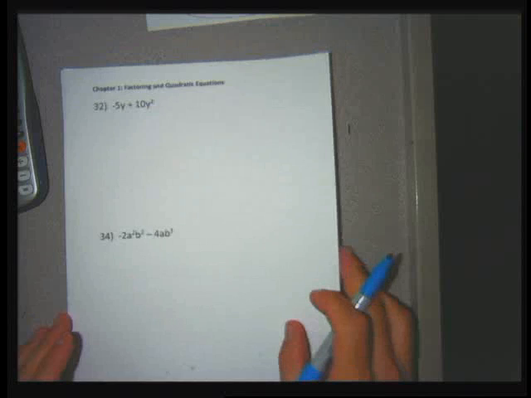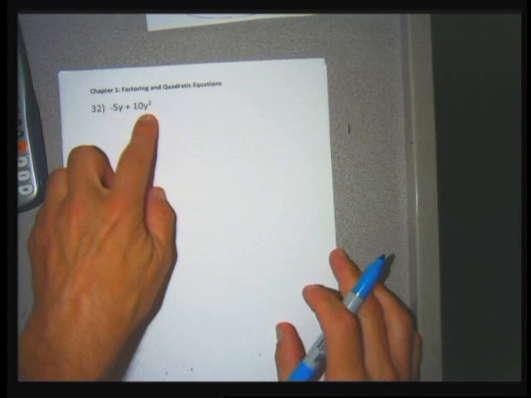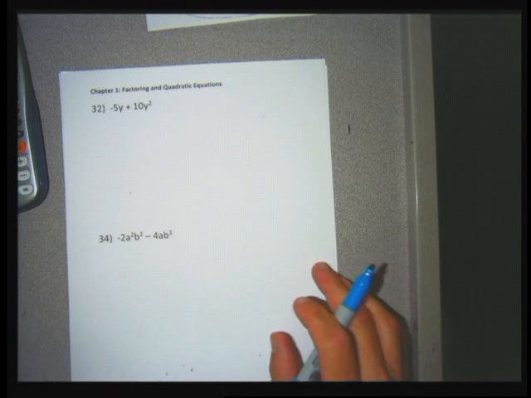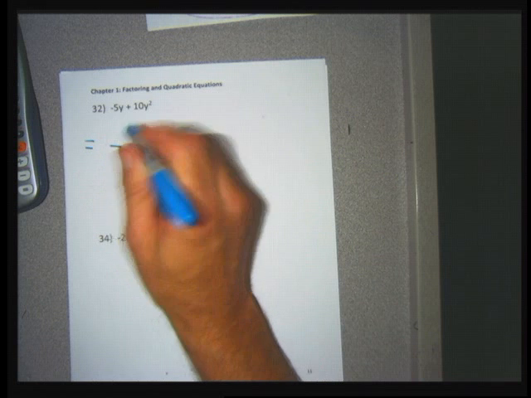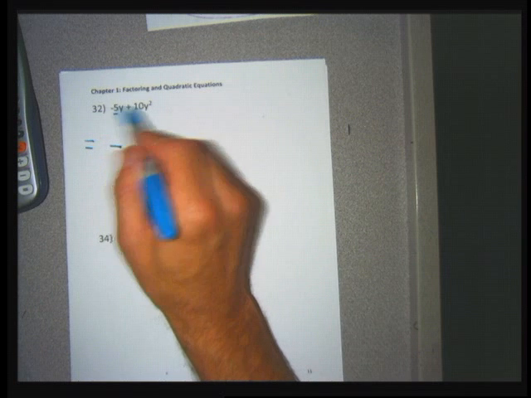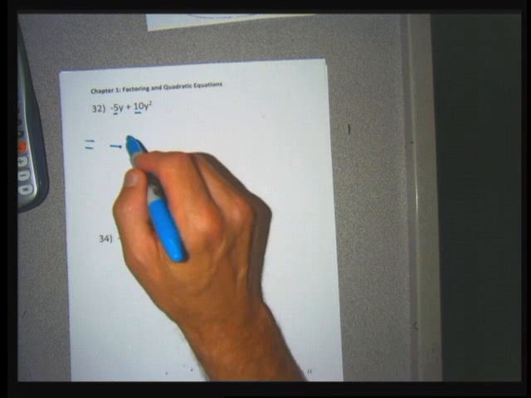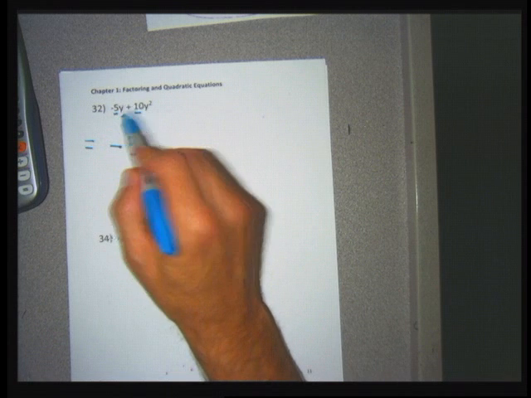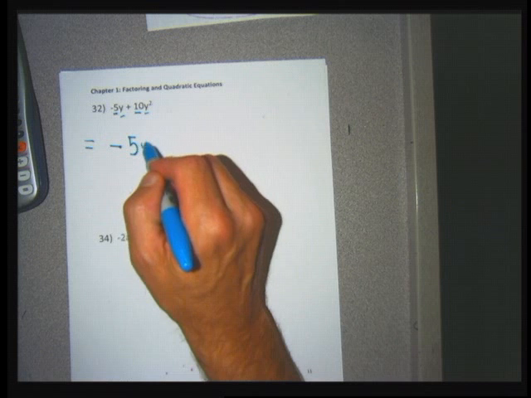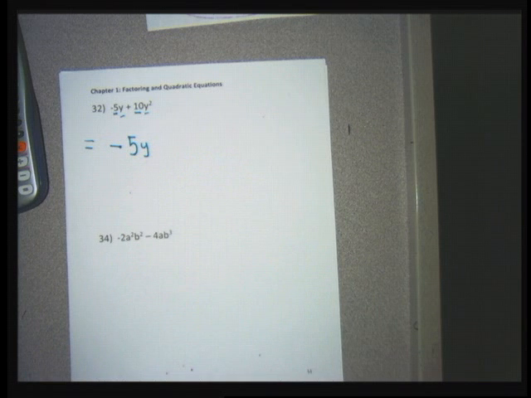This one is written in an odd way because this is a first power term and this is a second power term, but I'm just going to leave it like this. So I'm going to factor out an opposite, which means to factor out a negative, and then 5 goes into 5, 5 goes into 10. 5 is the biggest number that goes into both 5 and 10. They both have y's, and the smaller exponent of the y's that they have in common is y to the first.